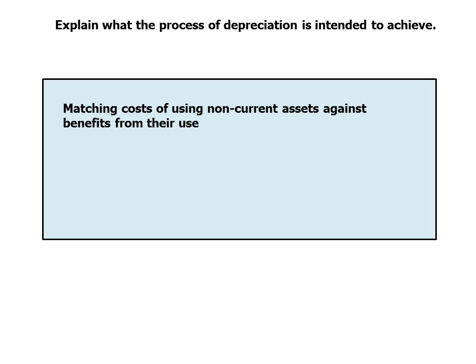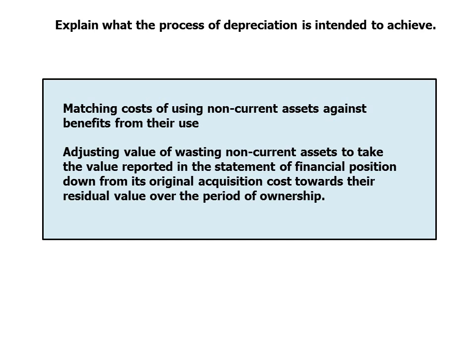Explain what the process of depreciation is intended to achieve. Looking for 2 things. The first is matching costs of using non-current assets against benefits from their use. And secondly, to adjust the value of wasting non-current assets to take the value reported in the statement of financial position down from its original acquisition cost towards their residual value over the period of ownership.